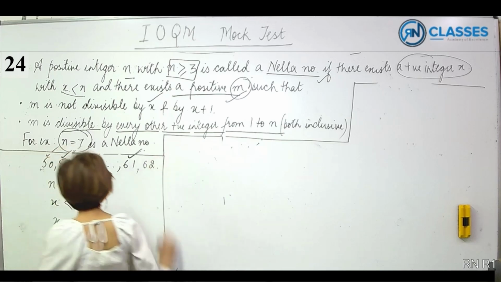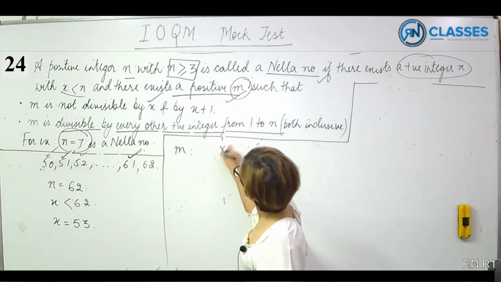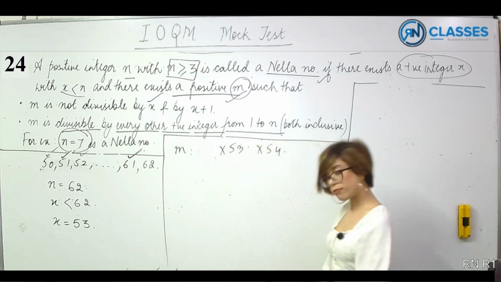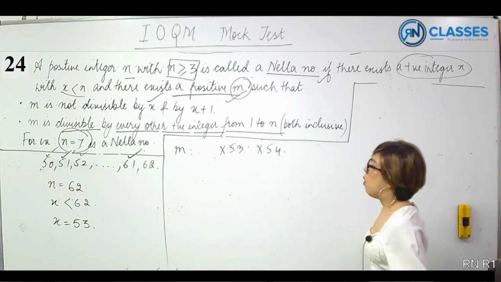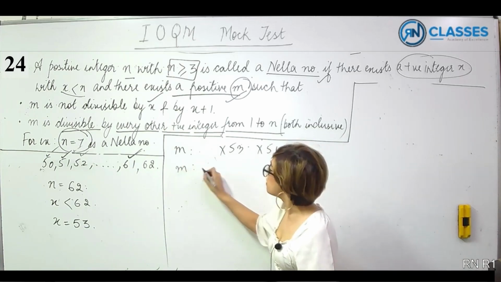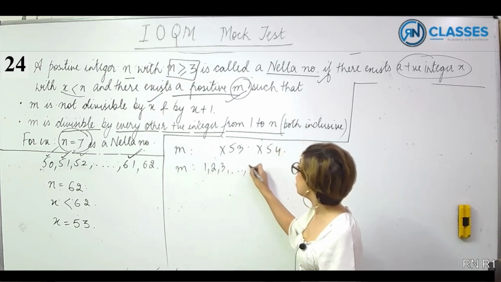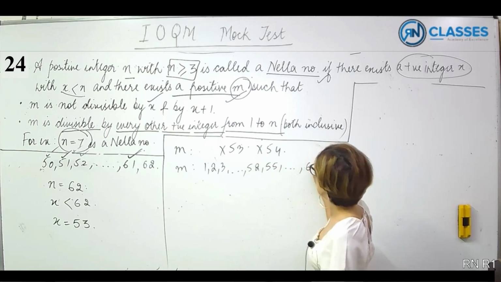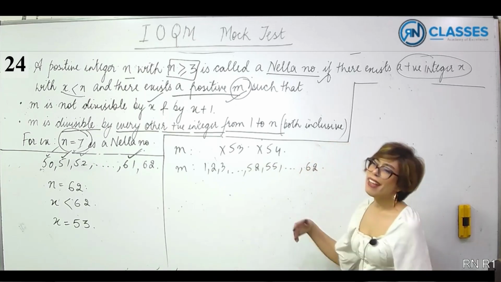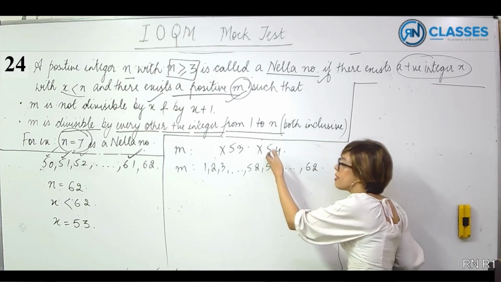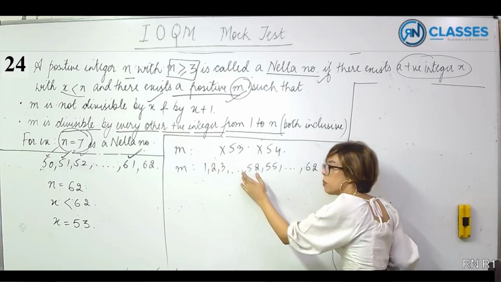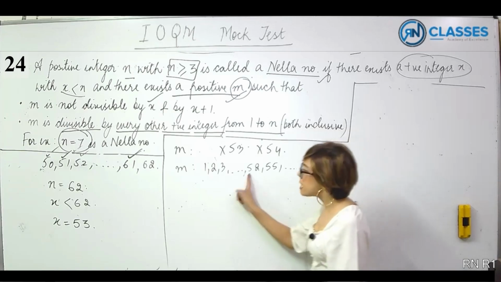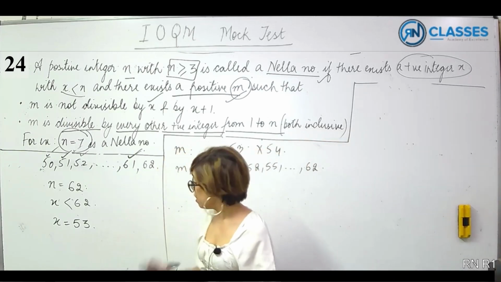That means I want m which will not be divisible by 53 and not by 54 because x plus 1. Right? Okay. Now, what else? Also, I want m to be divisible by 1, 2, 3. So until I will get 52, I will get 55. Now mind it, when I write the LCM, this is nothing but 2 into 27, 2 is present over here and 27 is present over there. That means this m will not work. This m will not work, that means this x will not work.